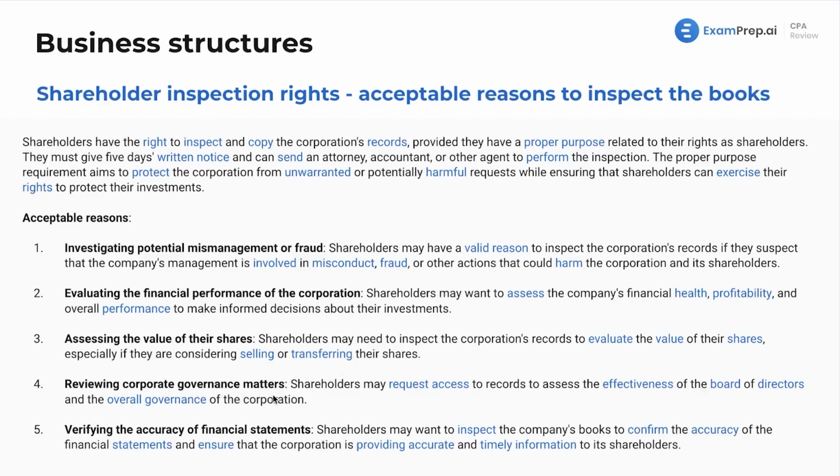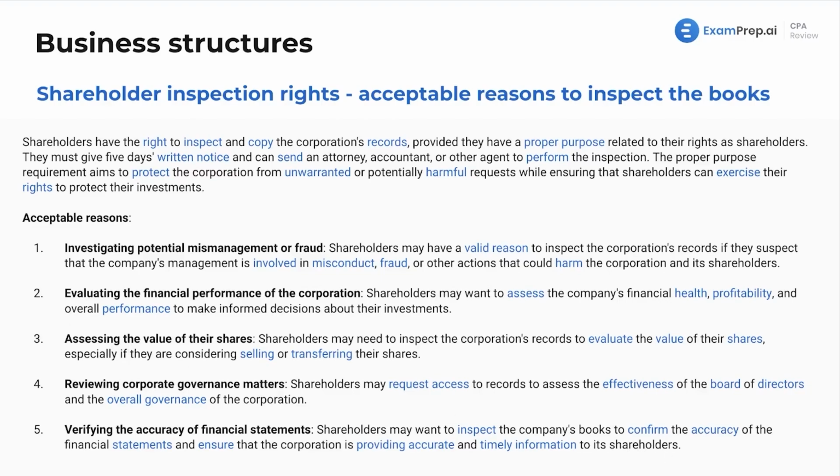Reviewing corporate governance matters, shareholders may request access to records to assess the effectiveness of the board of directors and the overall governance of the corporation. And lastly, verifying the accuracy of financial statements, shareholders may want to inspect the company's books to confirm the accuracy of the financial statements and ensure that the corporation is providing accurate and timely information to its shareholders. So those are acceptable reasons.